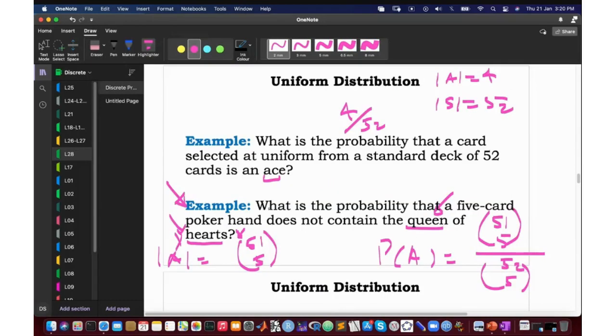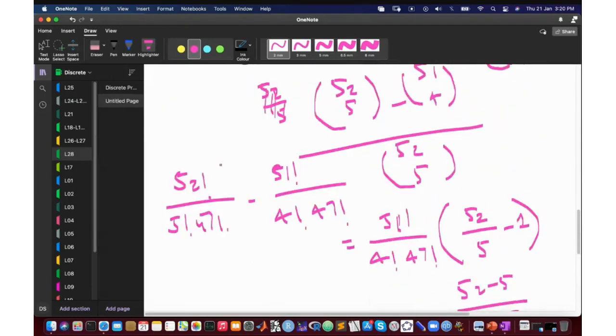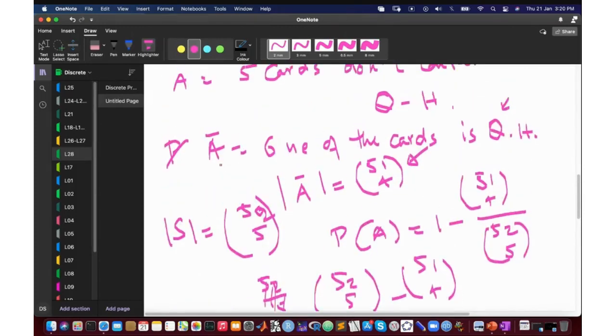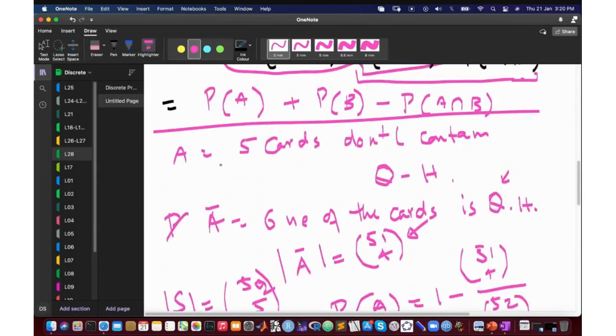All right, sir, I have a question. Sure. So the question was, what is the probability of not having a queen of hearts in a hand of 5 poker cards, right? So can we not do it in a way that we fix the queen of hearts aside, and then we have 51 possibilities?